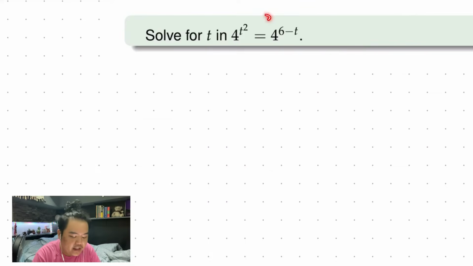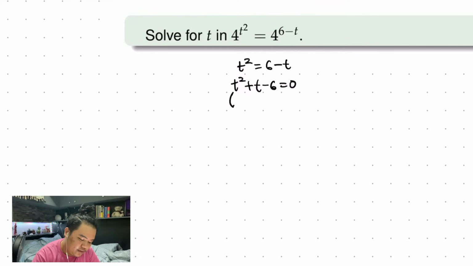Okay, so let us solve for t in this one. As you can see, pareha na agad ng base. And the base is greater than 0, not equal to 1. So you can just equate the exponent. So we get t squared is equal to 6 minus t, or t squared plus t minus 6 is 0. This is a quadratic equation. Tama ba ang factoring natin? Negative 6, t squared. And then equate each factor to 0.